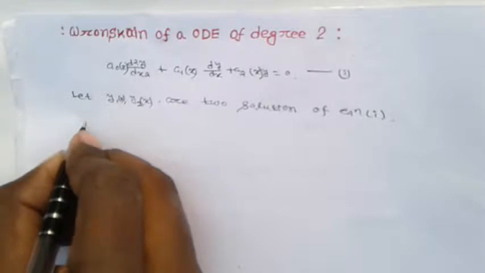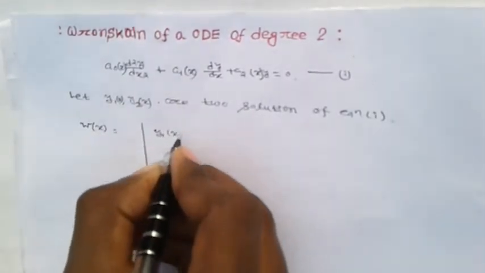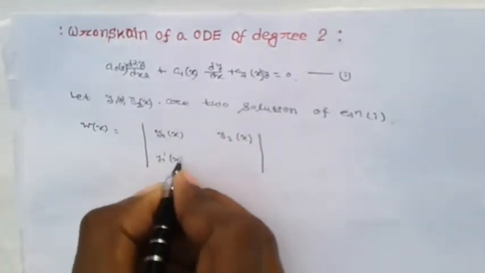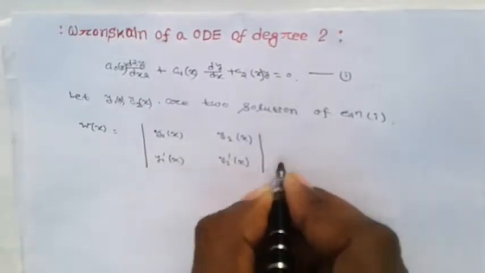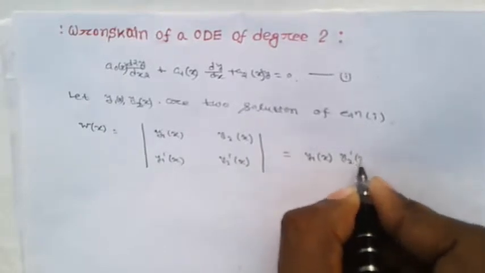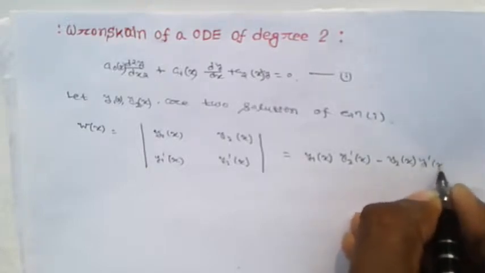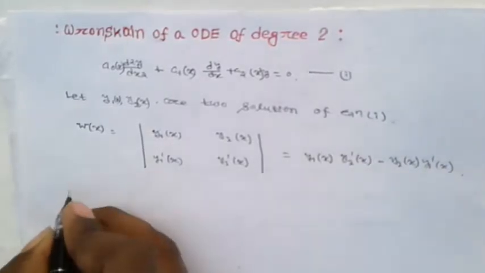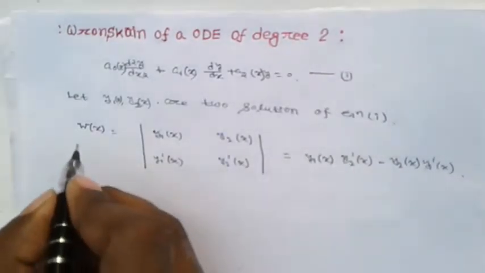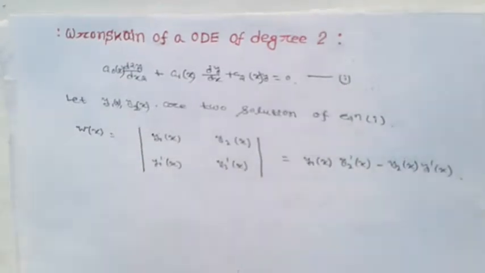Now what is the Wronskian? Wronskian W(x) equals the determinant of y1(x), y2(x), y1'(x), y2'(x), and this becomes y1(x) y2'(x) minus y2(x) y1'(x). The Wronskian of this differential equation becomes a function of x.